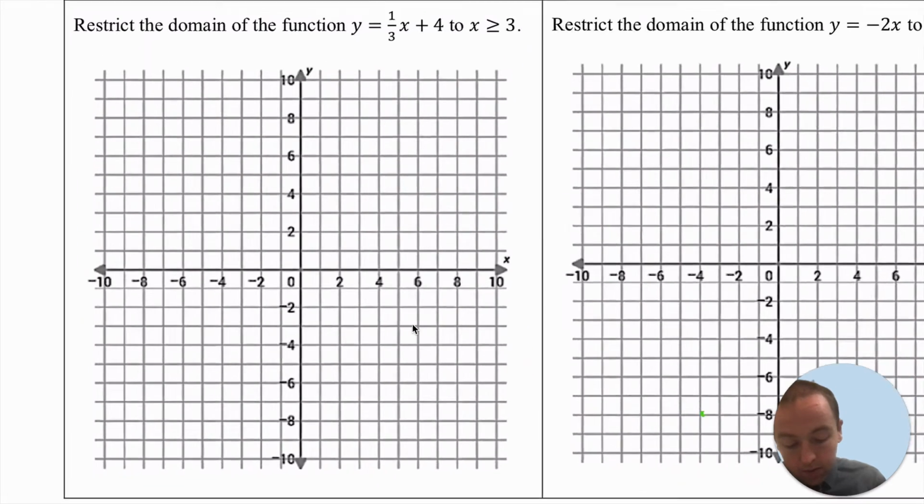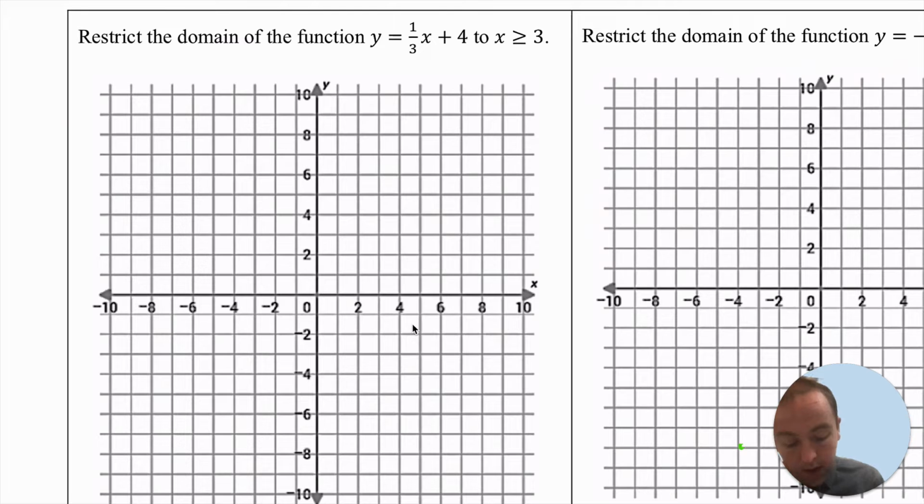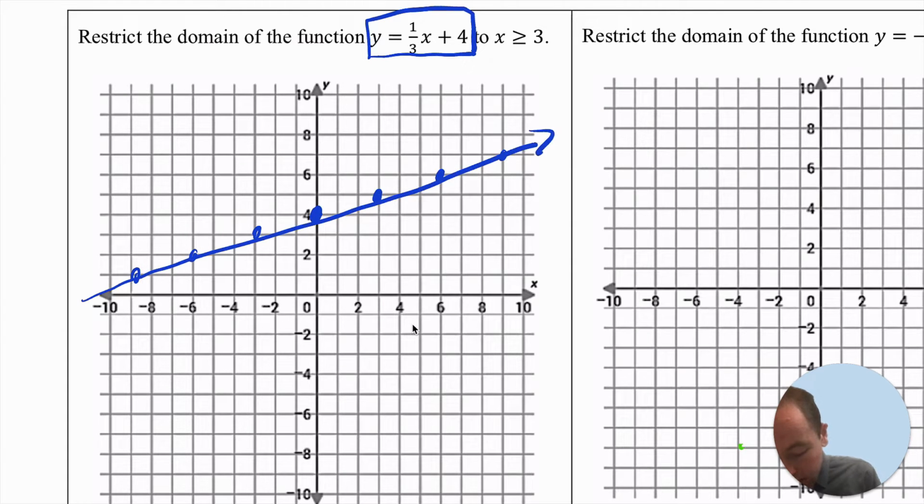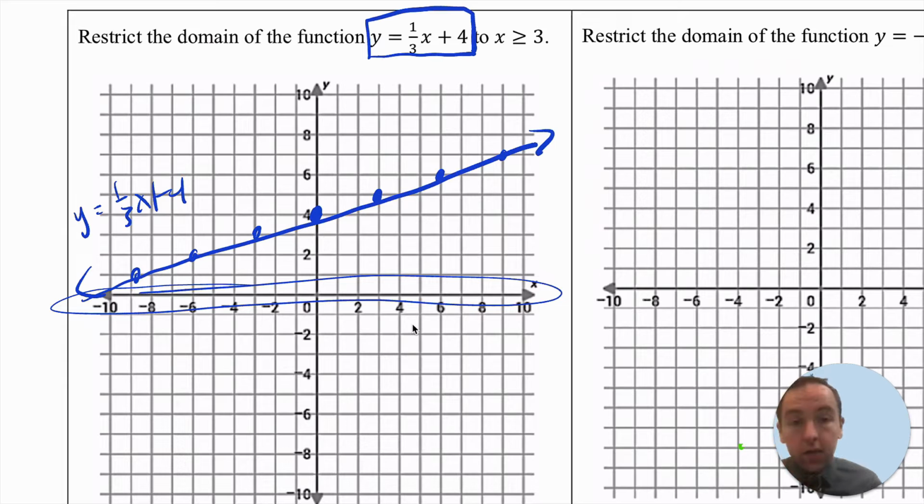The first thing here says that we're going to restrict the domain, or limit our input set, for the function y equals 1/3 x plus 4, but we're going to limit that domain to only x being equal to or greater than 3. I'm going to graph this first just normally. It's just a line, y-intercept at 4, with a slope of 1/3, just like you see here. This is the graph of y equals 1/3 x plus 4, and the domain of this graph is all real numbers, because every single x value has a corresponding y value that it gets mapped to.